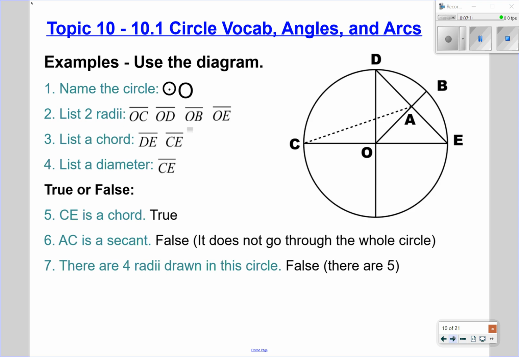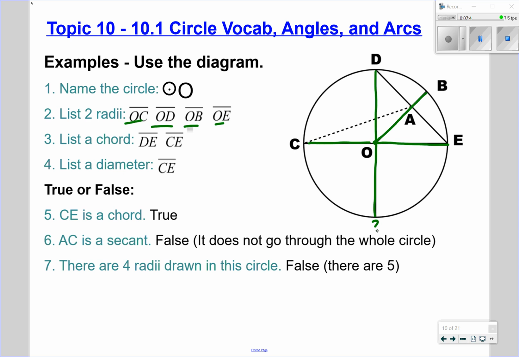So for these examples, you're going to use this diagram over here. If we're naming the circle, we care about the center point. So our center point here is O. So we would use our circle notation for number 1, the circle with the dot, and then the letter O. List 2 radii, you could have had any of these options here. Your radii could be like something that goes from the center out, out, out this way, and this line right here is a radius. We just don't know what that point is, so we can leave that one off.